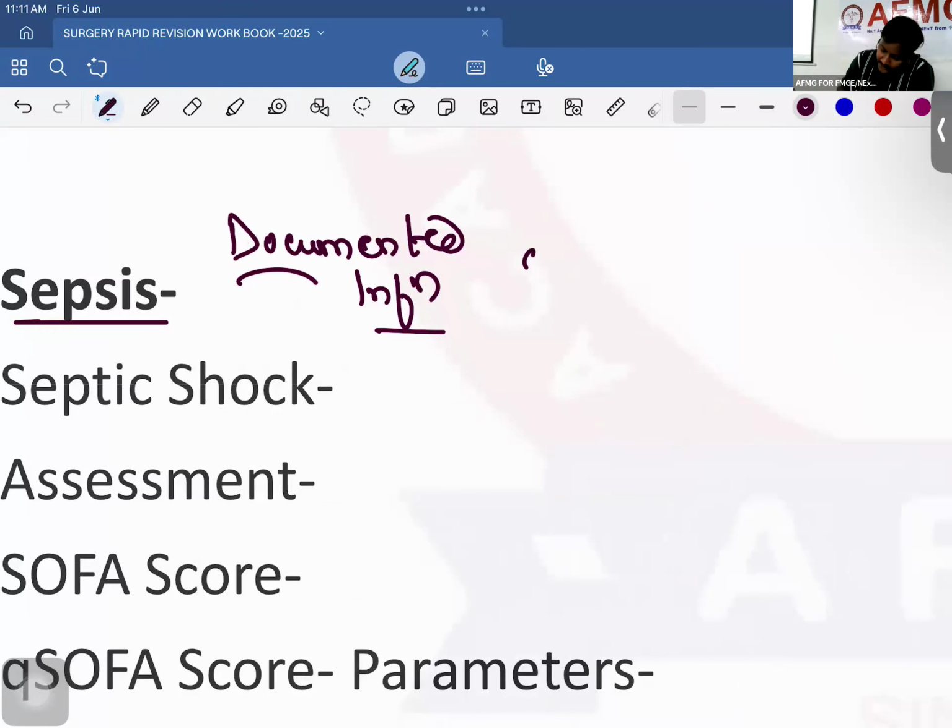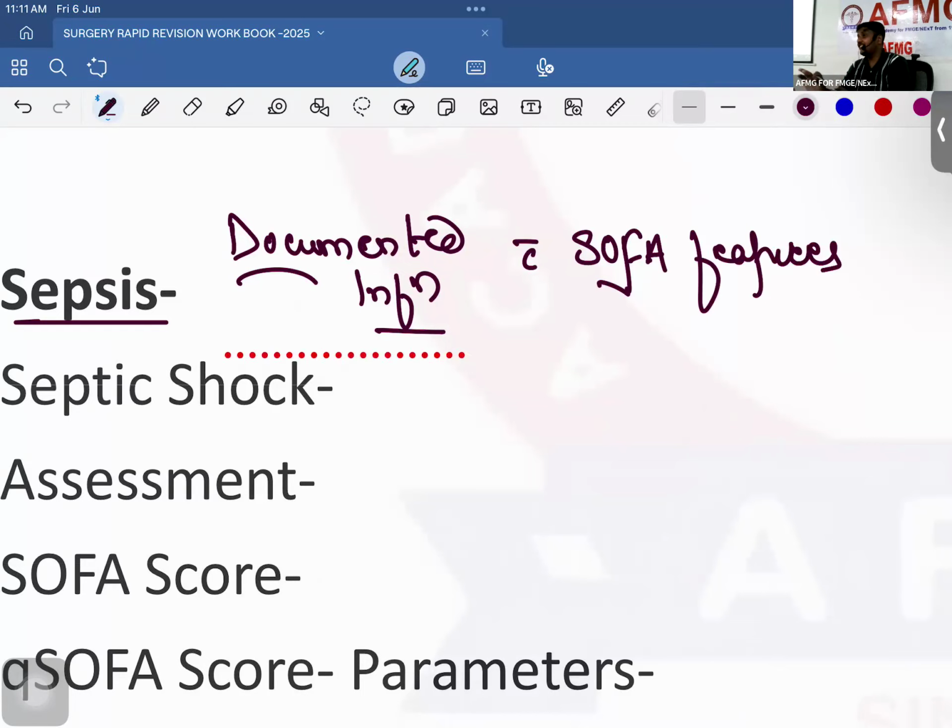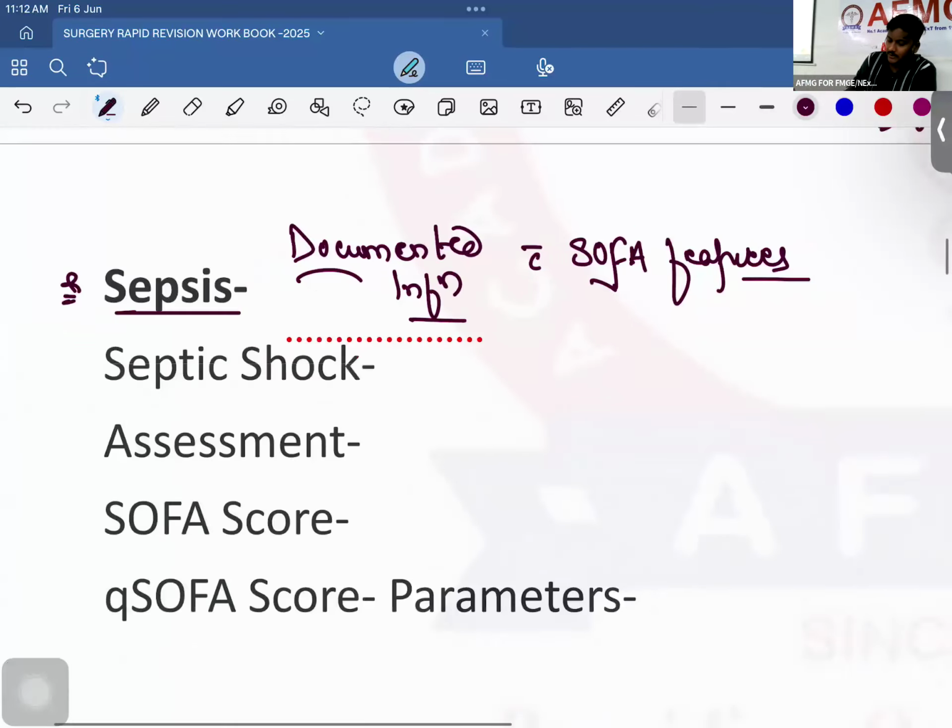Along with that, features of SOFA. So SOFA features should be present. At least two SOFA features should be positive. There are a total of 10 features in the SOFA score. Out of them, at least two should be positive. SOFA is nothing else but the Sequential Organ Failure Assessment score. That will tell us about the severity of sepsis in a patient. So the SOFA score definitely should be positive.